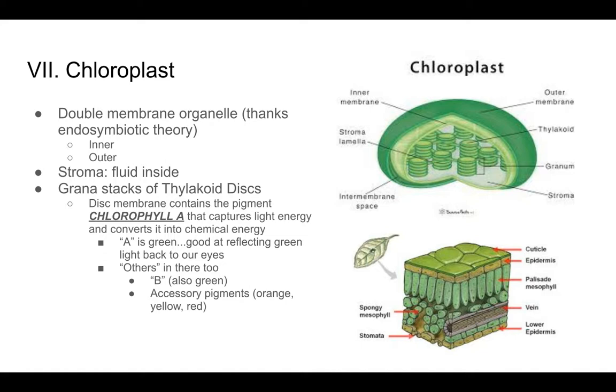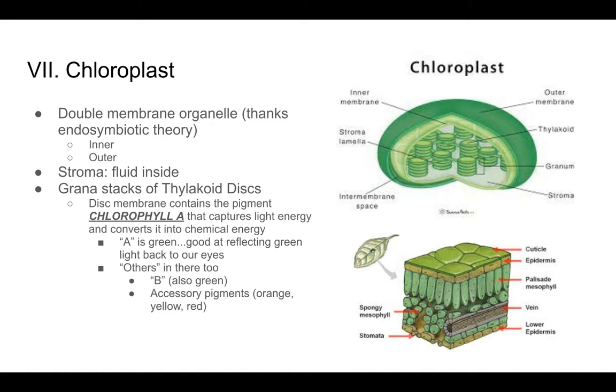So that's really what's responsible when fall hits and the leaves start to change colors. They really aren't changing colors. Those colors are in the leaves all the time, but the chlorophyll A and B is so pronounced that it's covering up the orange and the yellow and the red.